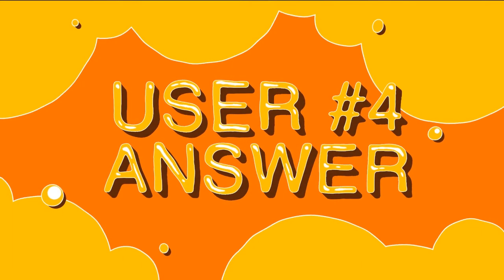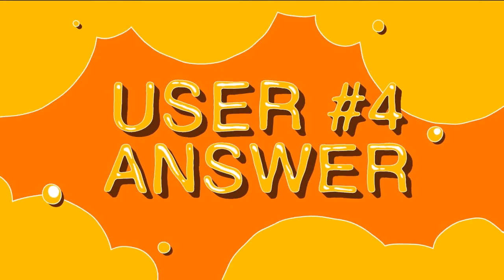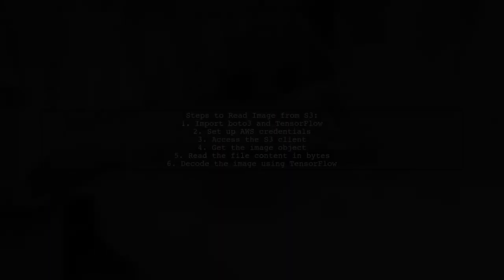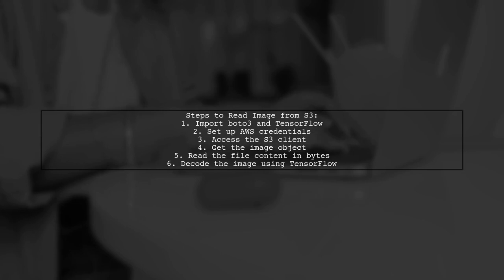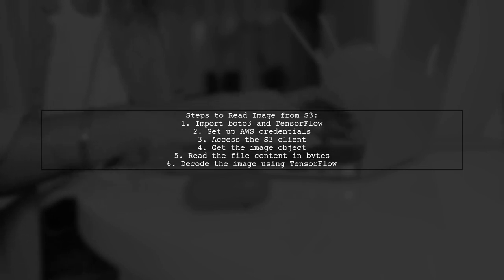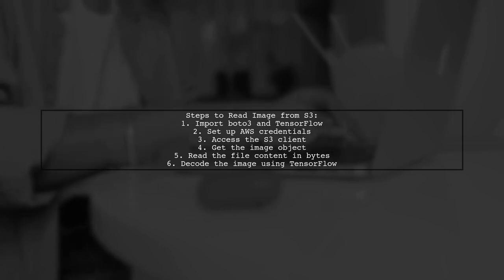Let's now look at another user-suggested answer. To read an image file from an S3 bucket directly into memory, first ensure you're handling byte data. TensorFlow requires a string tensor to convert this data into a uint8 image, and you won't need Pillow for this process.